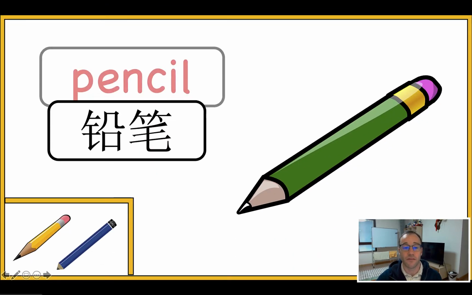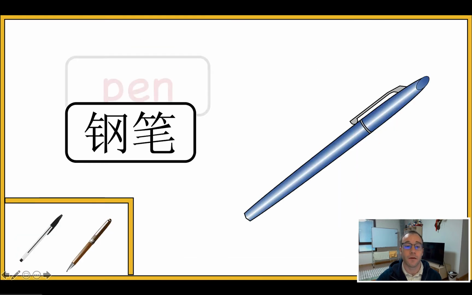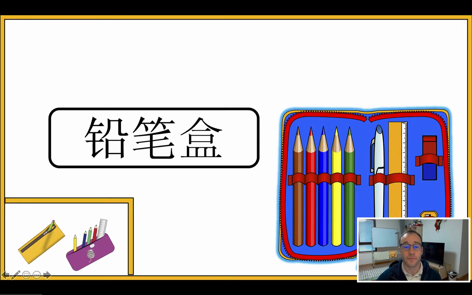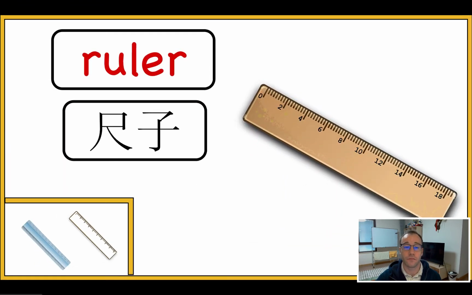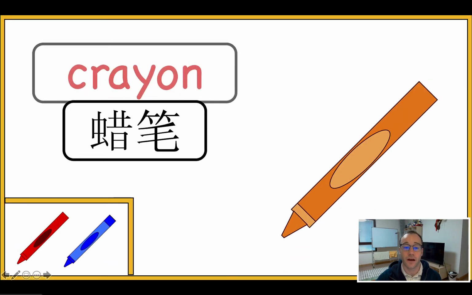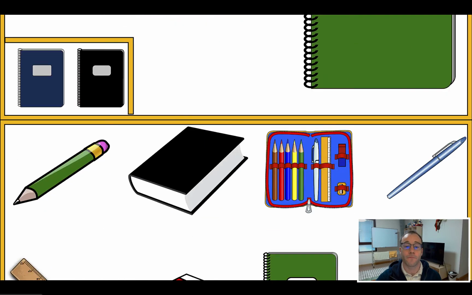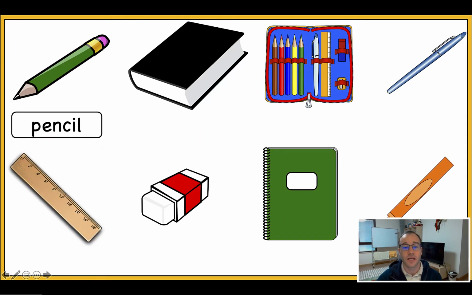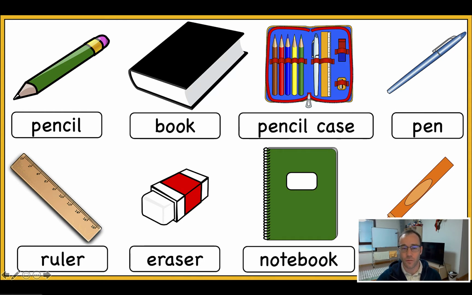And here we have pencil. There are 8 classroom objects: book, pen, pencil case, ruler, eraser, crayon, notebook, and here they are.